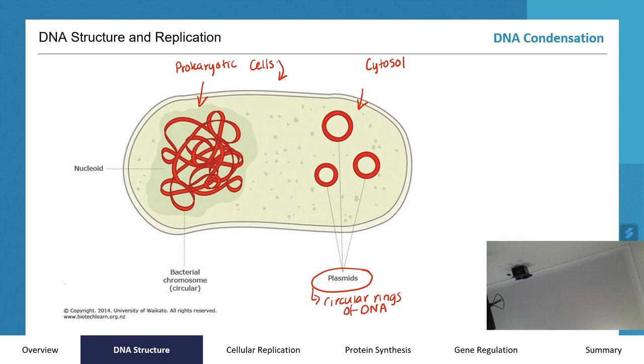And the second way is unbound DNA found in the chromosome. So that's our second way.